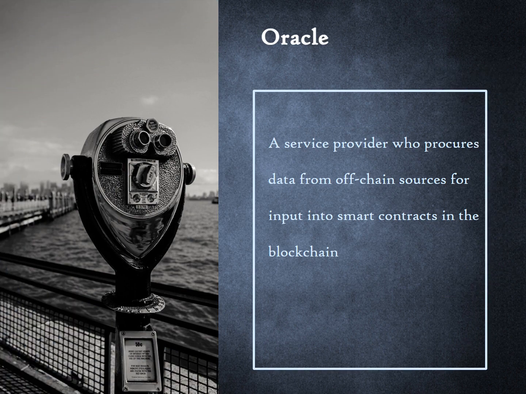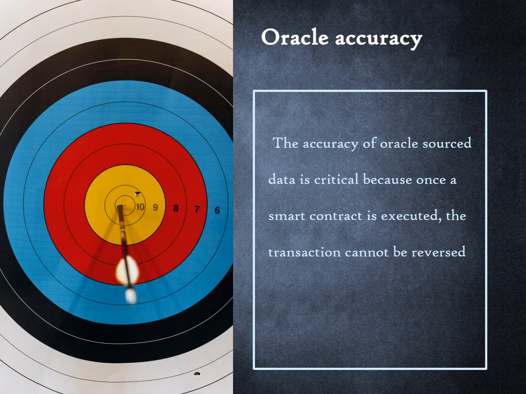An oracle is a service provider who procures data from off-chain sources for input into smart contracts in the blockchain. The accuracy of oracle source data is critical because once a smart contract is executed, the transaction cannot be reversed. For instance, in the Compound app example that we studied in the previous lesson, once collateral is seized and liquidated, the action cannot be reversed. Hence, it is critical that the price data fed to a smart contract is accurate.